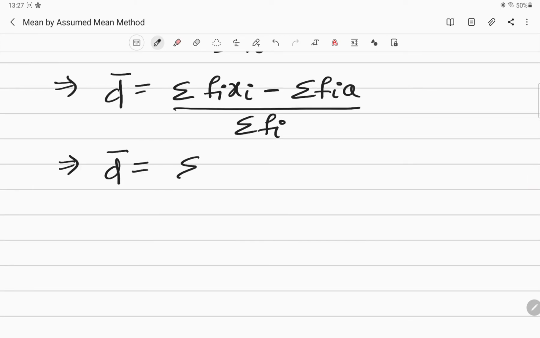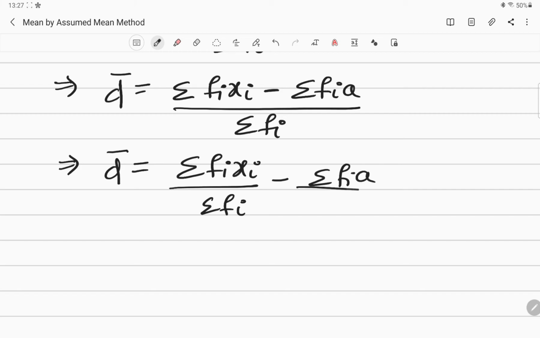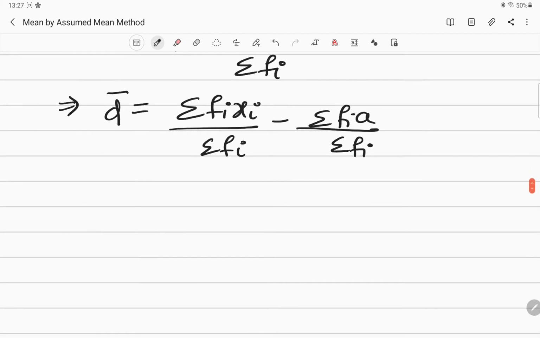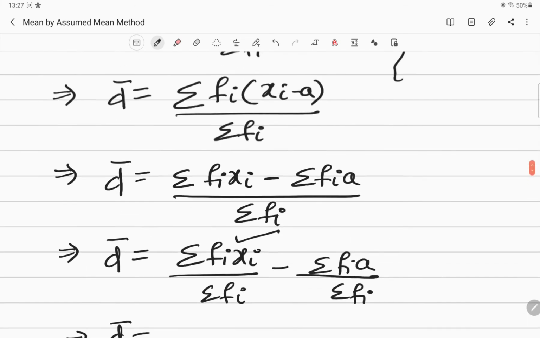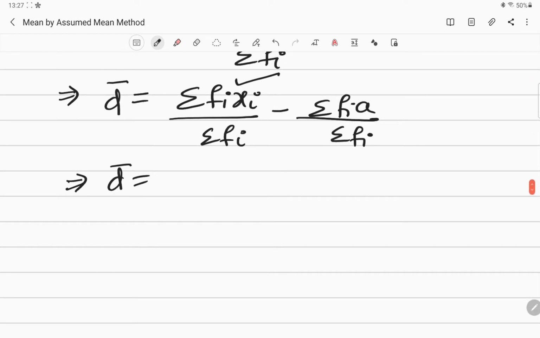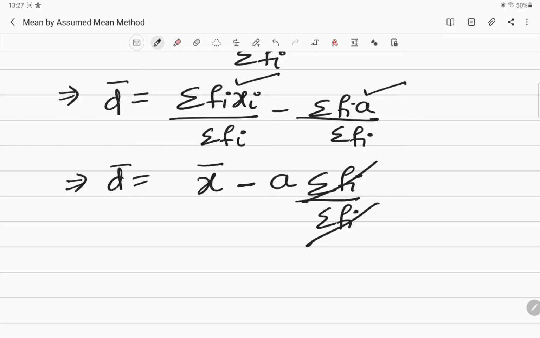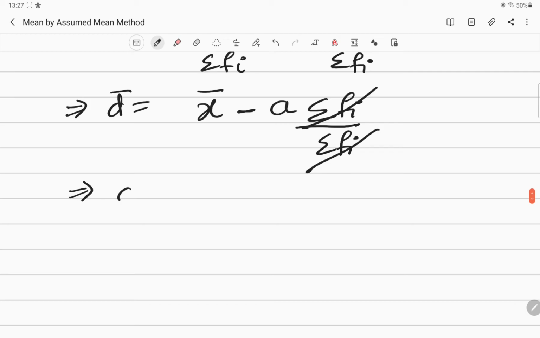That becomes d bar is equal to sigma fi xi divided by sigma fi minus sigma fi into a divided by sigma fi. All right, so then I'm going to have d bar is equal to sigma fi xi divided by sigma fi. I told you, no? So this is x bar. So this is what we want actually, x bar minus this a, which is constant. This is assumed mean. So I'm going to take that a outside. Then I'm going to have sigma fi divided by sigma fi. So this sigma fi gets cancelled. Then I'm going to have d bar is equal to x bar minus a.